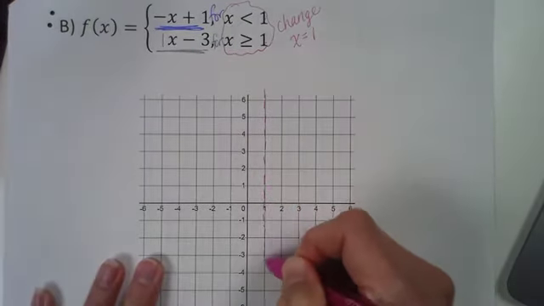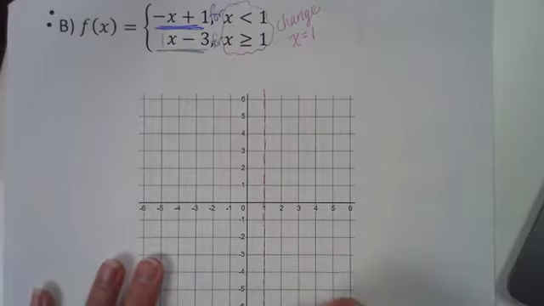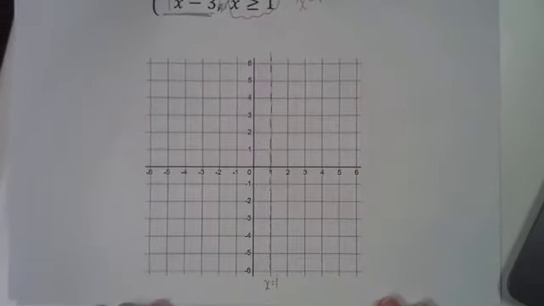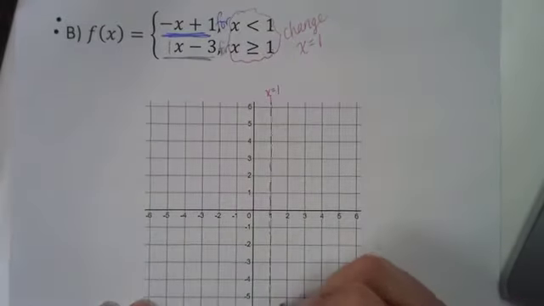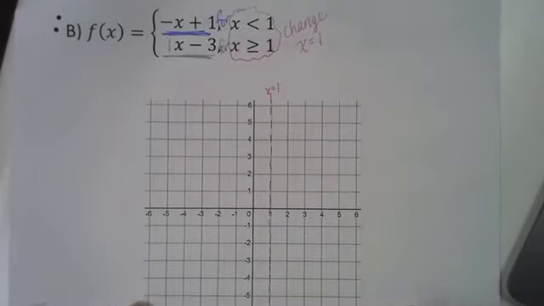You don't have to do this. This is just for reference when we're learning how to do this. Oh, I'm going to write that at the top just so you can see it a little better. There we go. So we have this boundary line when x is equal to 1.